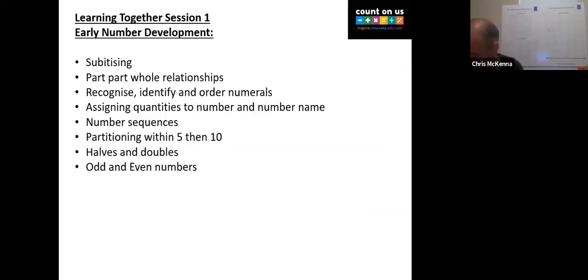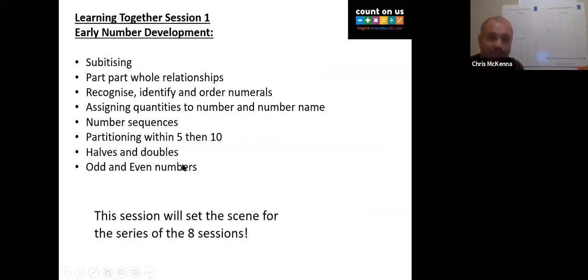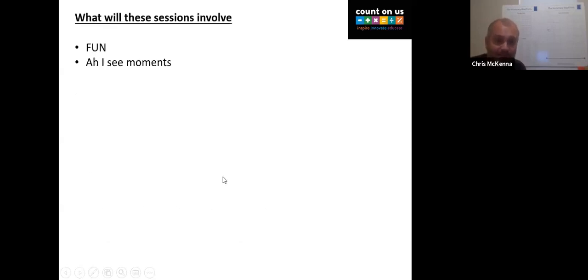What we're going to cover today is subitizing, part-whole relationships, recognise, identify and order numerals, assigning quantities to number and name, number sequences, partitioning within 5 and 10, halves and doubles, odd and even numbers. Now that might not make much sense to you just now, but hopefully after this session it'll make a lot of sense to you. So this session is going to set the scene for the series of the 8 sessions. So it's very important that we establish the fundamentals here and really start to see how the maths is made here.